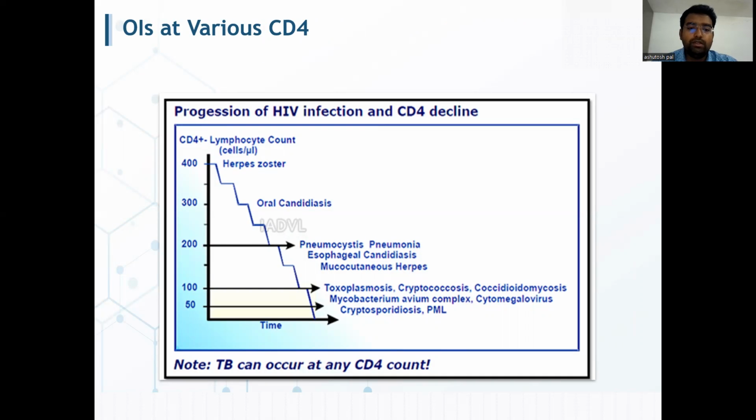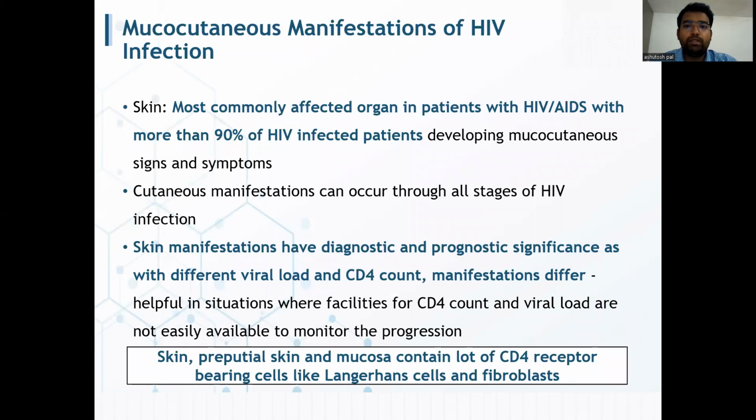So this is the graph plotted between time and CD4 count, and as the CD4 count drops, the opportunistic infections creep in and start to set in. Now, mucocutaneous manifestations of HIV infection. Skin is the most commonly affected organ in patients with HIV/AIDS, with more than 90% of HIV-infected patients developing mucocutaneous signs and symptoms. Cutaneous manifestations can occur through all stages of HIV infection.